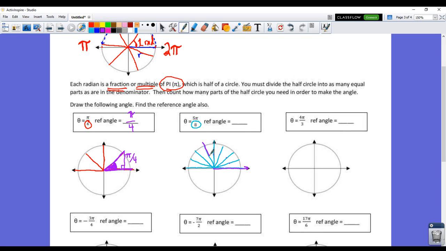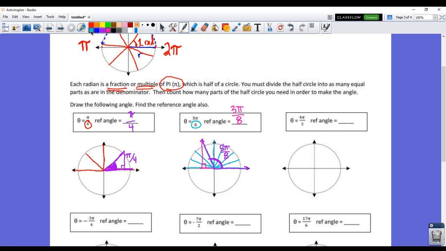This one here is the 5th section of pi over 8. So this angle right here is 5 pi over 8, because it's 5 of 1/8, 5 1/8 sections. So our reference angle is the one that gets us back to your x-axis. In other words, how many 8ths do we have left? We have 1, 2, 3 eighths. So 3 pi over 8 is going to be your reference angle. That's how many we need to get back to your x-axis.